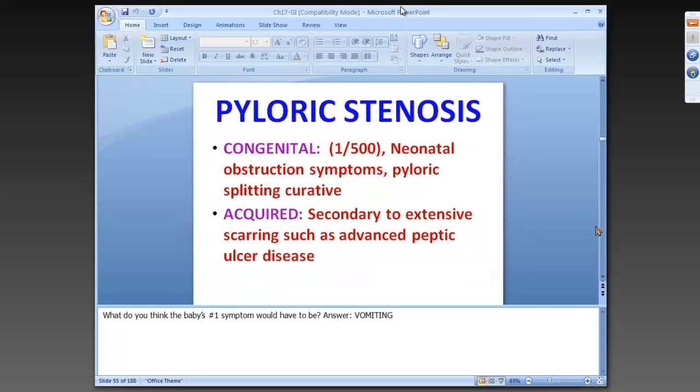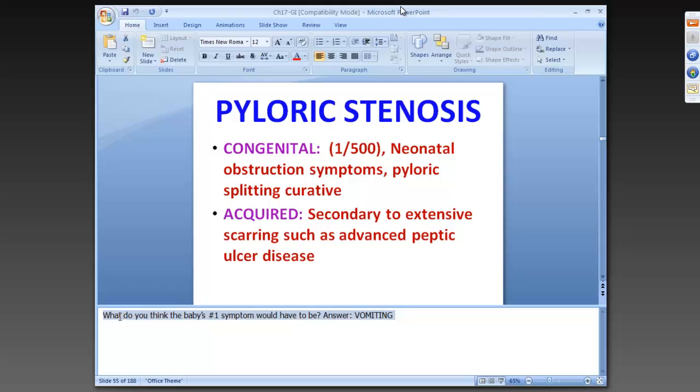Pyloric stenosis, which is congenital, affects 1 in 500 births, with neonatal obstruction symptoms. Pyloric splitting is curative. That's the congenital version. The acquired is secondary to extensive scarring, like the one in advanced peptic ulcer disease.